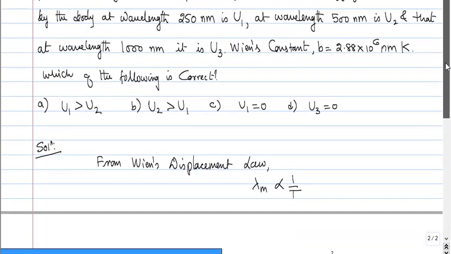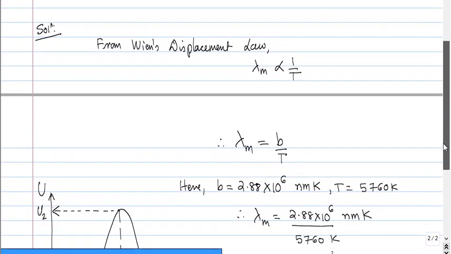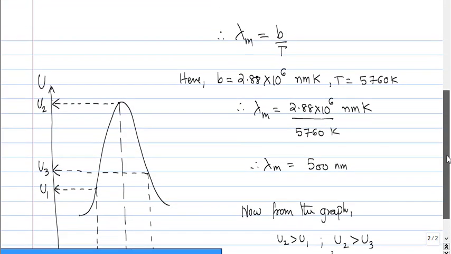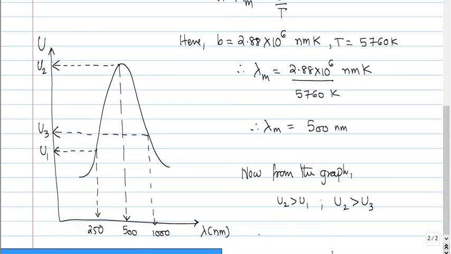Now, in the given choices, what do we have? U1 is greater than U2? No. First choice is ruled out. Second, U2 is greater than U1? That's very right. And third, U1 is 0 is ruled out, U3 is 0 is ruled out. So the answer is choice B. This is exactly how from the graph of the spectral energy distribution we can find out the relation between the energies at different wavelengths.